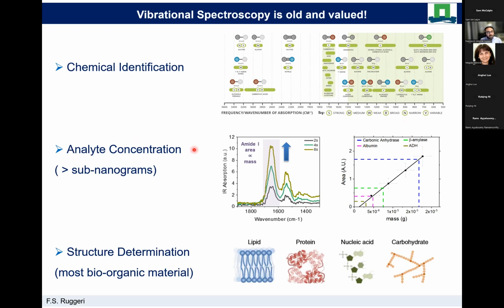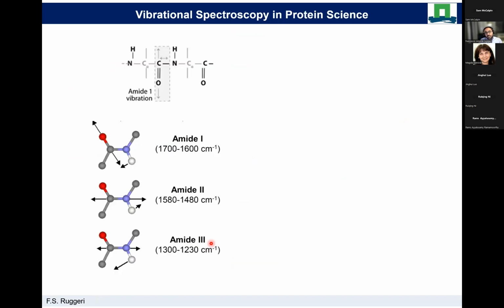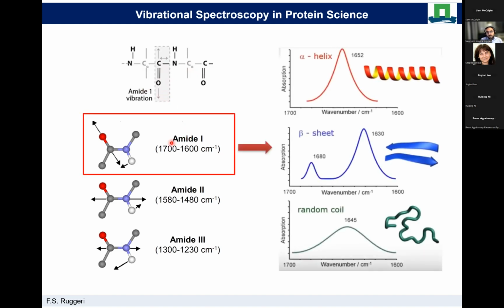We can have analytical determination of concentration, as well as we can determine structure of most bioorganic materials. This is particularly true in the case of proteins, because what has been discovered in the last decades is that the C=O stretching of the amide bond, this amide vibration of proteins, is called amide band 1, and is related to the secondary structure of the protein that we are investigating. So this means that by measuring this amide band 1 between 1700 and 1600 cm⁻¹, it's possible to say which is the structural conformation of our protein.